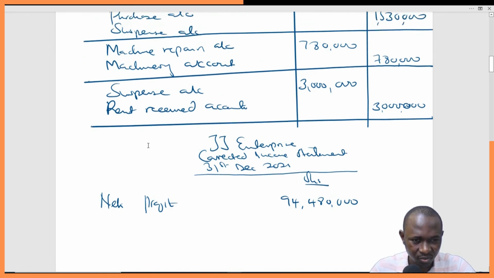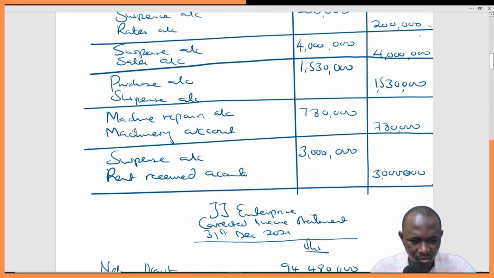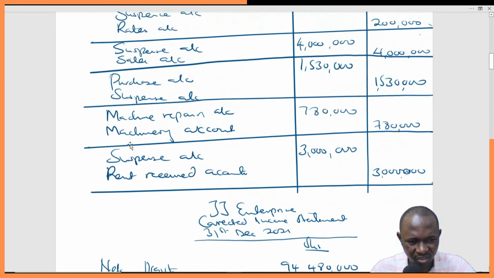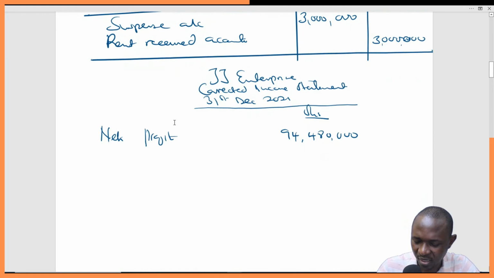But first of all, before we go to this, normally when you talk about net profit, let's first of all work with the incomes and gains. Do you have incomes? I think there's an income here, rent received. Let's go straight to rent received.